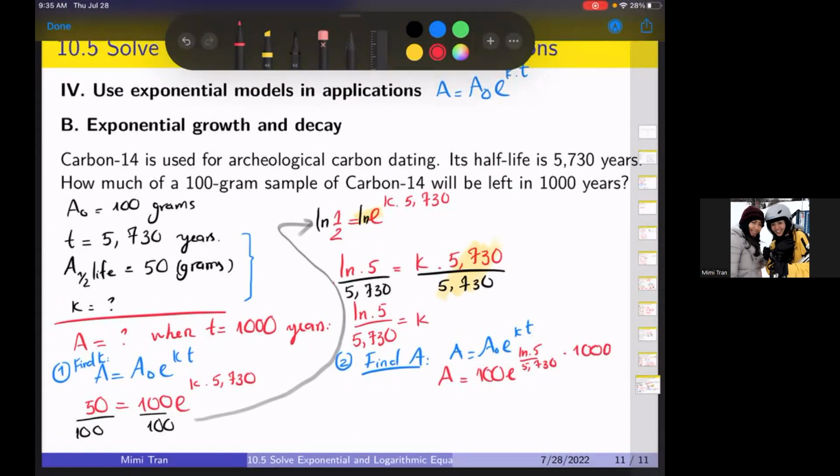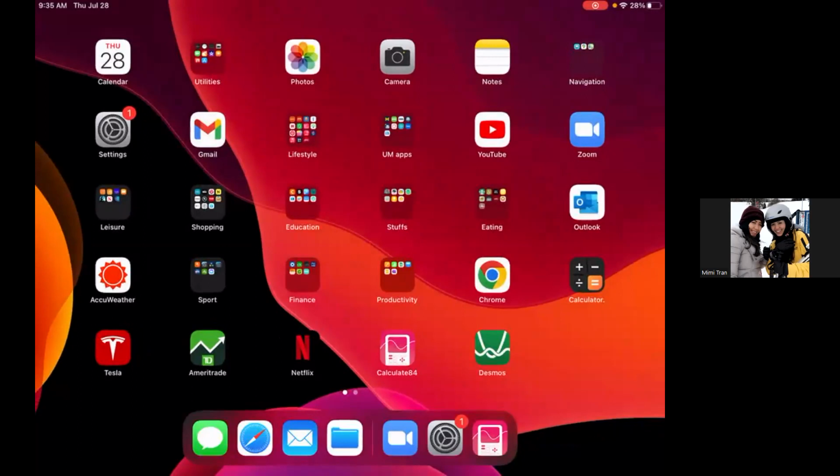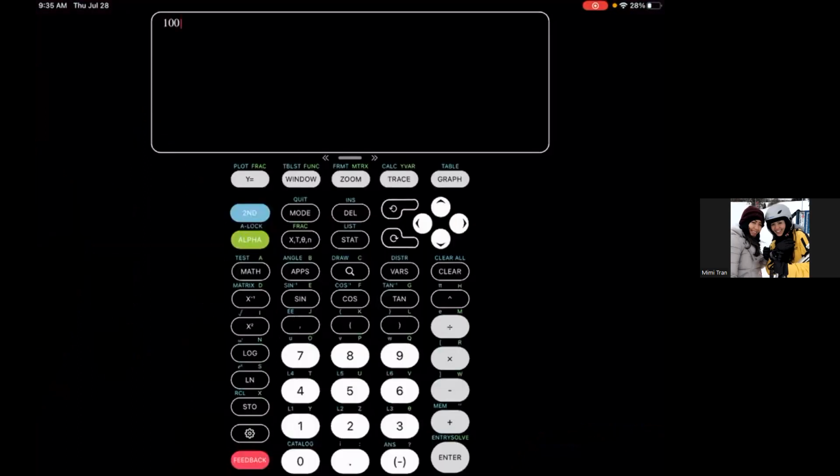I'll show you how to plug it into your calculator. Get your calculator out, plug it in. 100. Do you guys know where e is? In that little division side right there. So second division is e. Then I'm going to do a fraction: alpha, the green one, alpha frac, ln 0.5. The bottom is 5,730. t is 1,000.